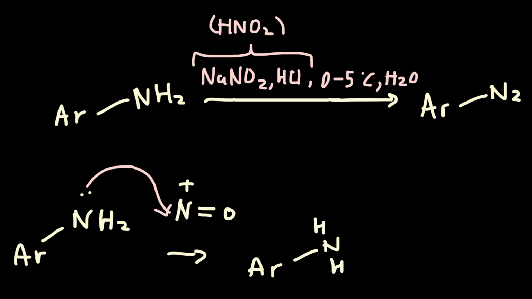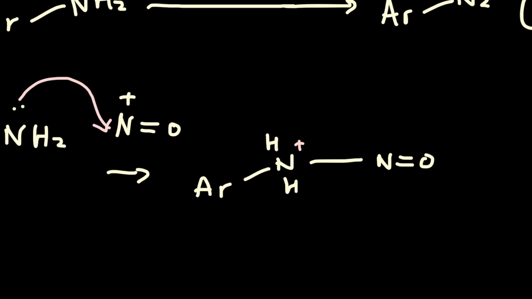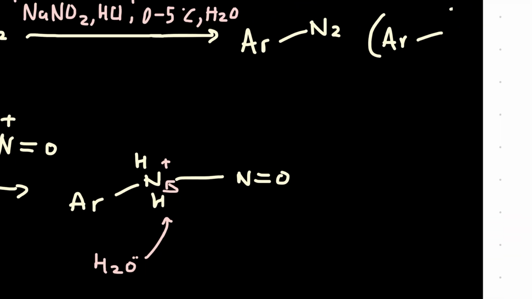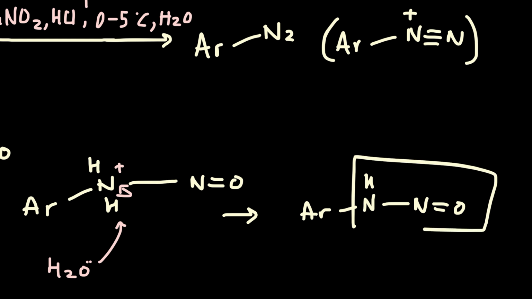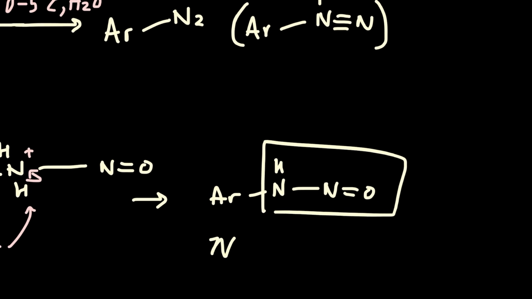So that will give us a positive charge on this nitrogen, and this double bond stays. So we don't want the positive charge, so we use water to eliminate the hydrogen, which gives its bond to nitrogen. And here we get N-nitrosamine. This group, N-nitrosamine.